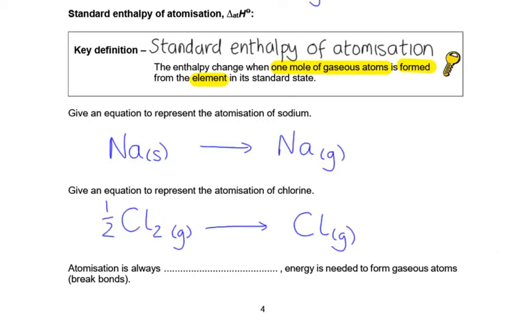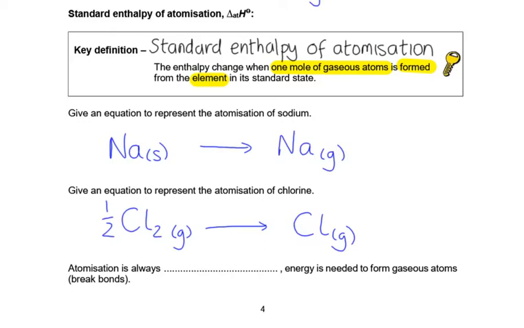Okay, so there we've got it. We've got sodium, 1 mole of sodium gaseous atoms formed from 1 mole, in this case, of sodium in its standard state, which is Na solid. What we're actually going to be doing in that process is turning sodium solid into sodium gas. We're going to be breaking all the metallic bonds that hold that sodium in its lattice and turn it into gaseous atoms.